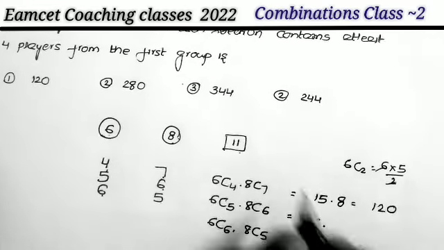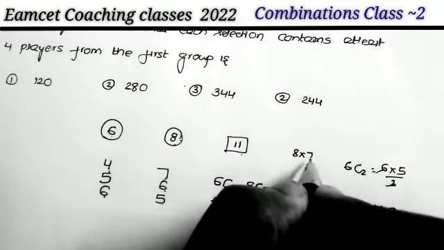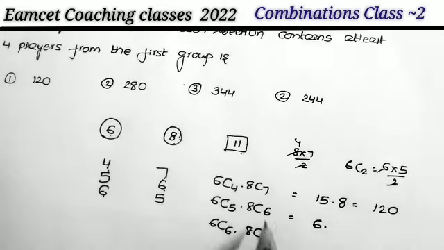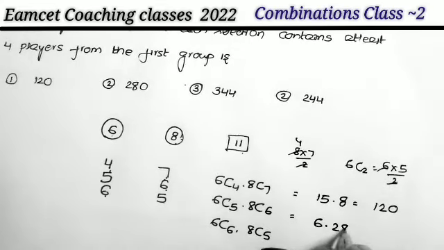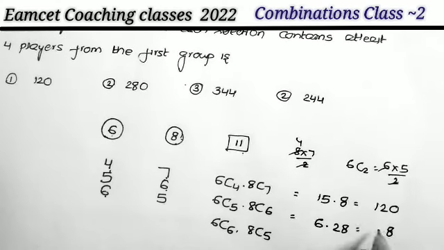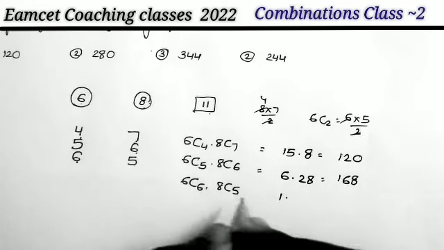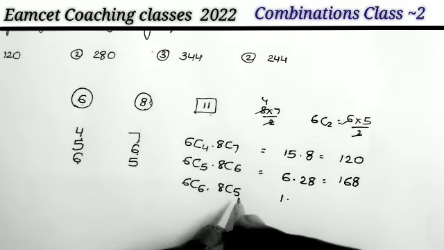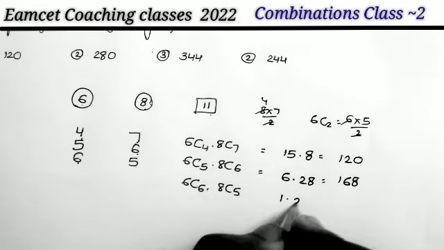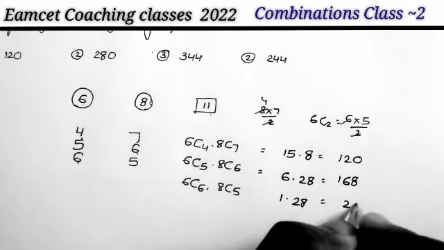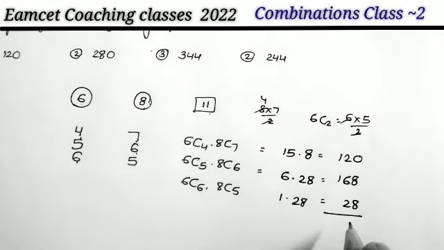6C5 is equal to 6. And what is 8C6? 8C6 is equal to 8C2, and 8C2 is equal to 28. Now multiplying the values, this is 4 × 28 = 168. 6C6 is equal to 1 here, and 8C5 is equal to 8C3. So the answer is equal to, now adding the 3 values here to get the answer.